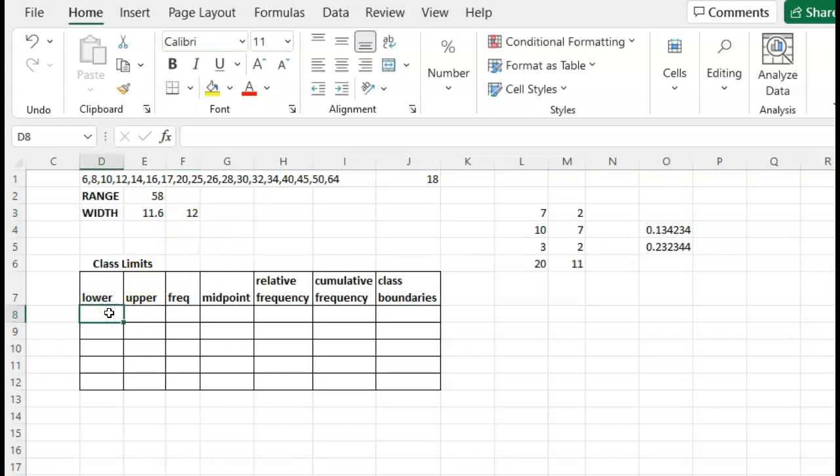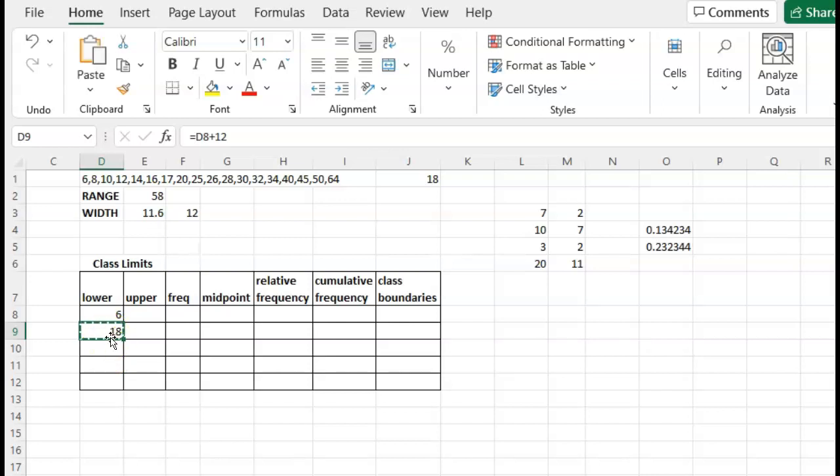So my first lower class limit is going to be my minimum value, which is a 6. And then to that 6, I'm going to add 12 to get my next one. So here, I'm going to say equal the guy above it and add 12 to it. That gives me 18. Now, I could type that in again here and here, but that's what I want to do in every cell. I want to take the number above it and add 12 to it.